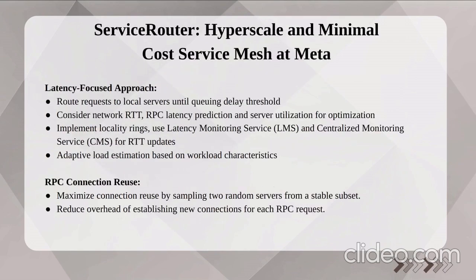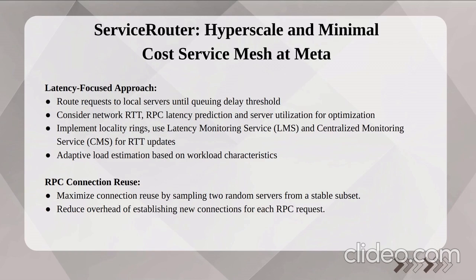One of the solutions is the service router, which is an application-based proprietary solution by Meta. They follow a latency-focused approach where they route the request to local servers until the queuing delay threshold is reached, and they also focus on optimizing the server utilization and predicting the latency of the system. They use locality rings, a latency monitoring service, and a centralized monitoring service to monitor the current network state and adapt the system to the current workload of the network.